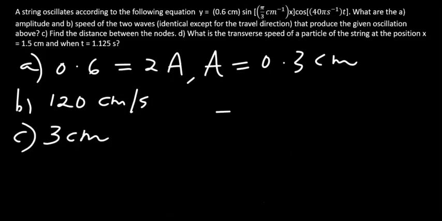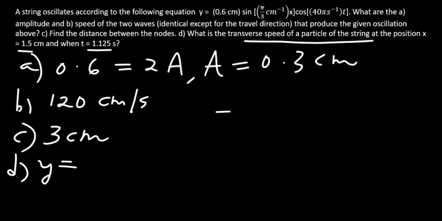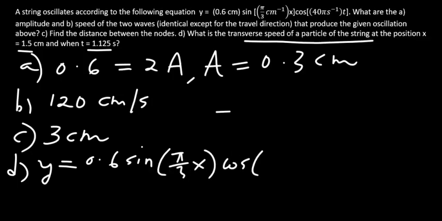Now let's look at part D. Transverse speed of a particle of the string at the position x equals that and t equals that. This is a standing wave, so we can anticipate the answer to be 0. Let us show that to be the case. Now we know y equals 0.6 sine(pi over 3 x) cosine(40 pi t). So in order to find the transverse speed of a particle on the string, you need to take the partial derivative of that y with respect to time.